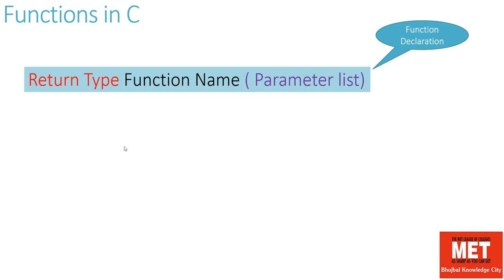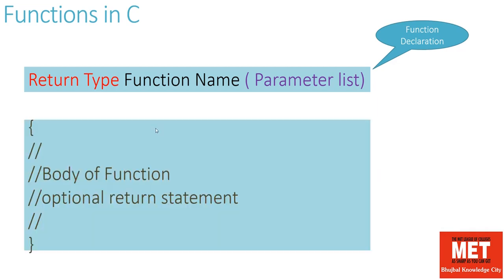After function declaration, we need to define the body of the function, also known as function definition. The body of the function consists of set of statements used for processing. After processing, we may return value or may not return value depending on the return type. We can separate the function declaration from function definition. But if we want to use a function in C, it must be declared before its use. So let's see how to make use of functions in C.